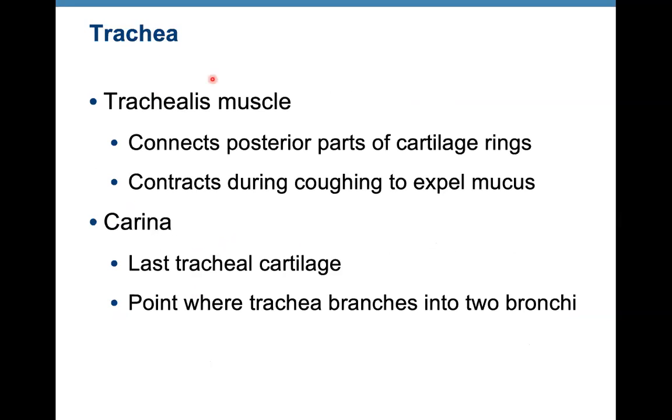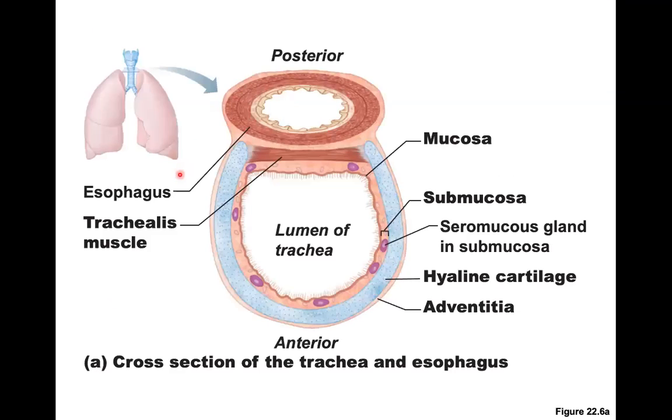The trachea will also contain the trachealis muscle. This will connect the posterior parts of the cartilage rings. And when you cough, it's actually the trachealis muscle that will help to expel mucus. The carina is actually the last and final tracheal cartilage, and it's the point at which the trachea will then branch into the two primary bronchi, one going to each lung at that point.